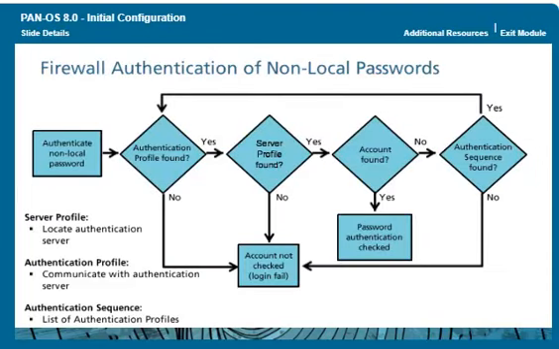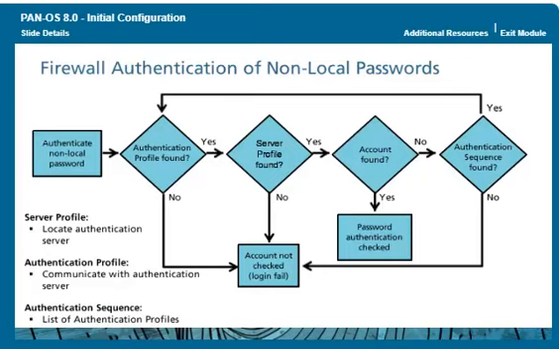Non-local account passwords must be authenticated through their external service. Before you can access an external service, you must create the appropriate profiles on the firewall. An authentication profile contains the information necessary to authenticate an administrator's account with an external service after one of the service's servers has been located. An authentication profile uses a server profile to locate an external service's servers. You configure a server profile with a list of an external service's servers.